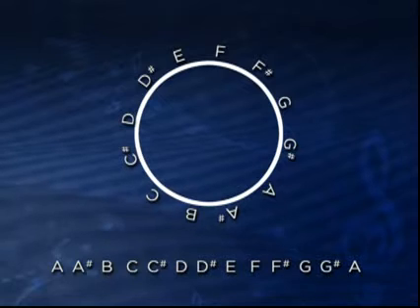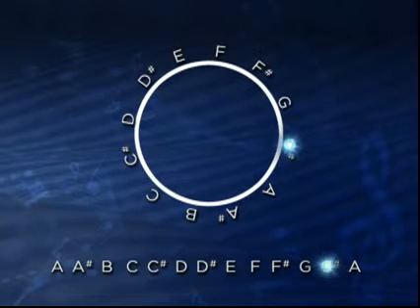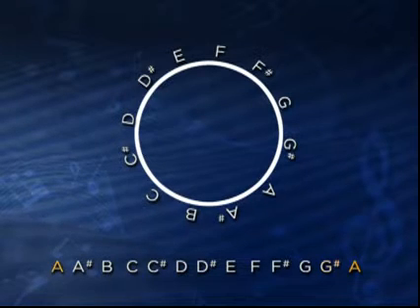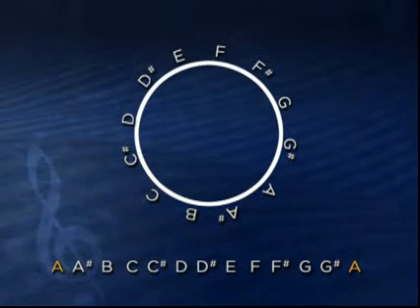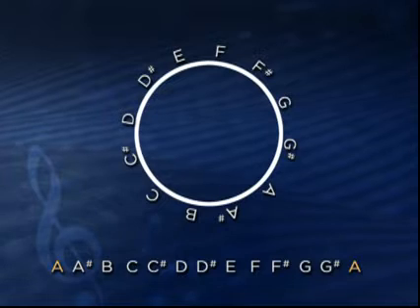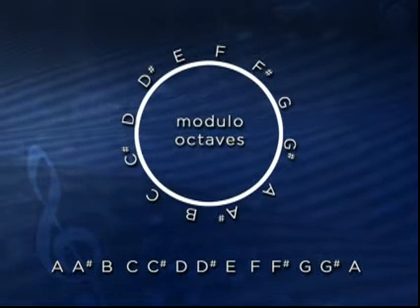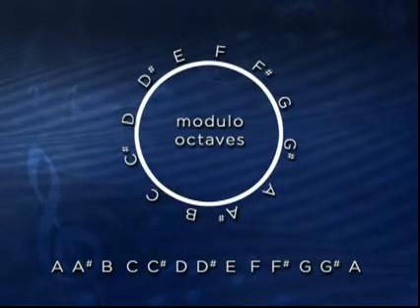Another way of thinking about this is that you could take the G sharp that you ended up at and you could glue it to the A. Or if you got to the A, you could glue the two A's together and paste them together. And that's how you might get this circle. Now all of this is thinking modulo octaves, right? And so we're treating all of the different octaves of C sharp as being the same.